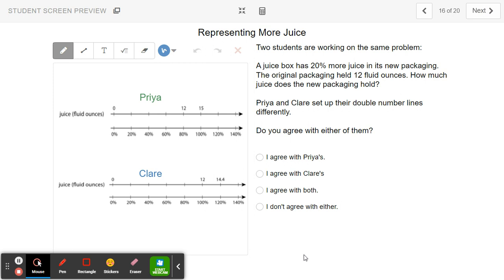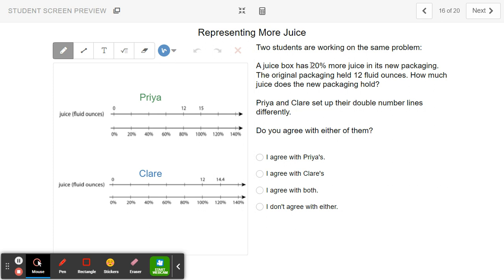All right, so let's take a look. So now we're still working with number lines, but we have two students doing the same problem. We're going to have to agree with one or both of them to see who got this problem correct. So let's take a look.